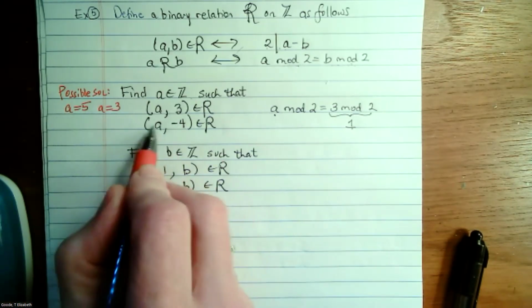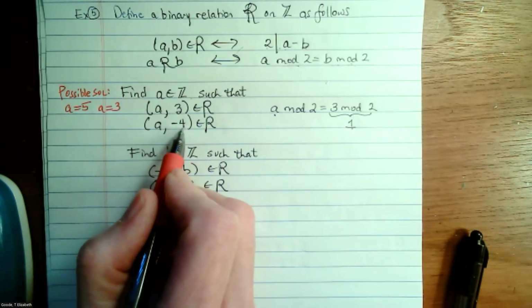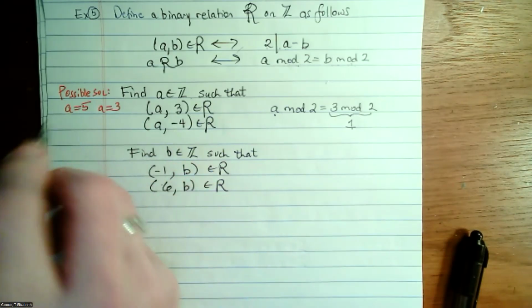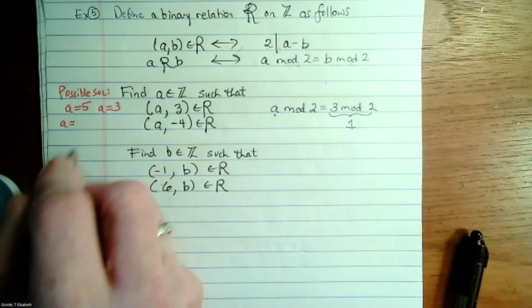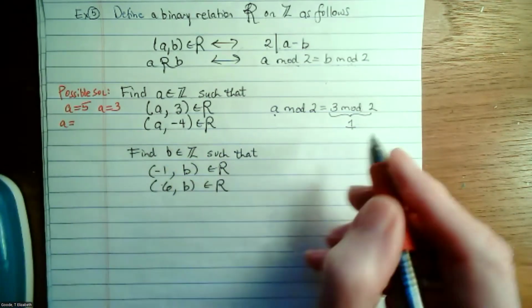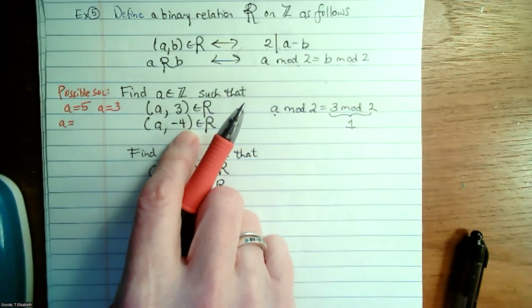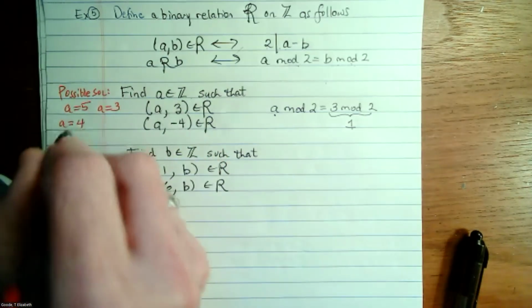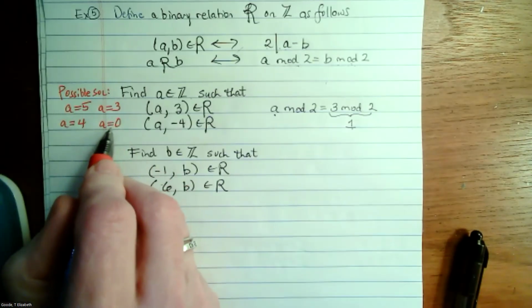And here, that's related to -4. What A's would be related to -4? Let's see. -4 mod 2 would be 0. It would give us a remainder of 0. So, mod 2, or even A equals 0, because 0 is even as well.